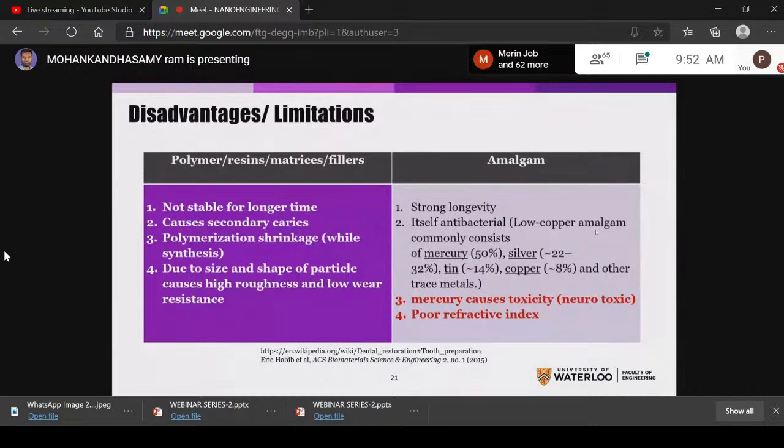Additionally, amalgam is used as a traditional material to fill the oral cavities to prevent infections, but amalgam contains a high amount of mercury, which is highly neurotoxic, and it has a poor refractive index too. So these are the reasons we could not use these already available materials.